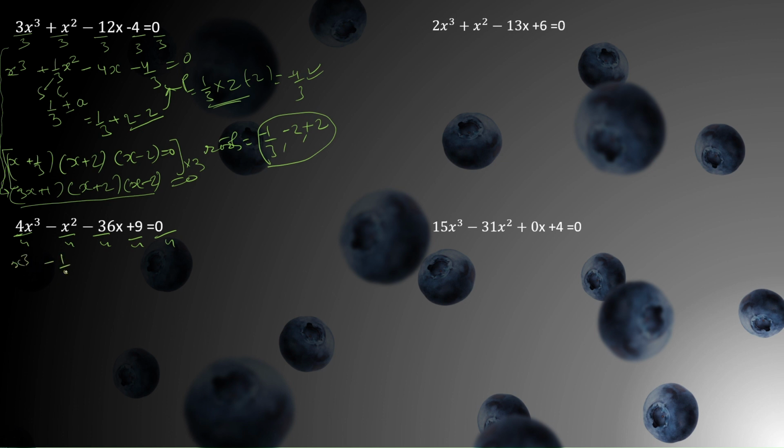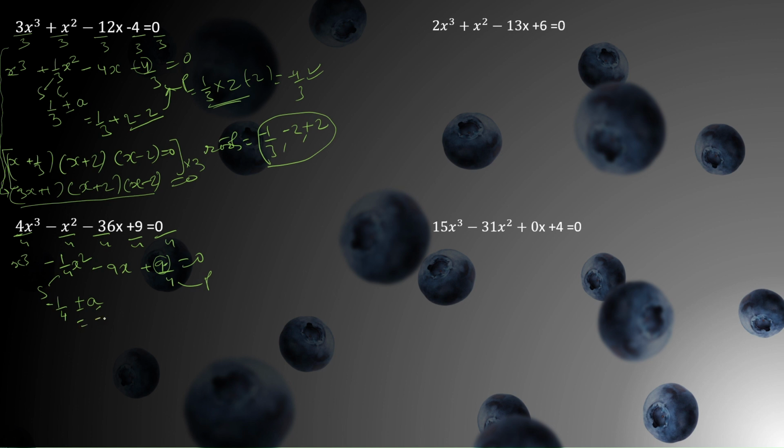4 is the first coefficient, so just divide. It comes out x cube minus 1 by 4 x square minus 9x plus 9 by 4 is equal to 0. So this is the product and this is the sum. As this last term and second term are in fractions, we will start with the sum. So minus 1 by 4 plus minus something, and what should the value of this something be?